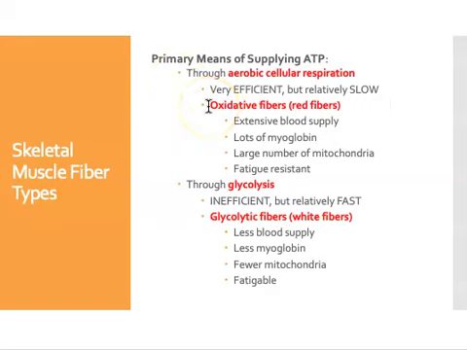So there are oxidative fibers, and we also refer to these as red muscle fibers. They get their ATP for muscle contraction primarily through aerobic cellular respiration. Oxidative muscle fibers have an extensive blood supply. They have lots of that protein called myoglobin. That's what actually gives them their red color. They have lots and lots of mitochondria. And they resist fatigue better than other muscle fibers do.